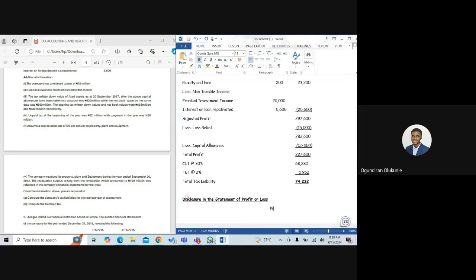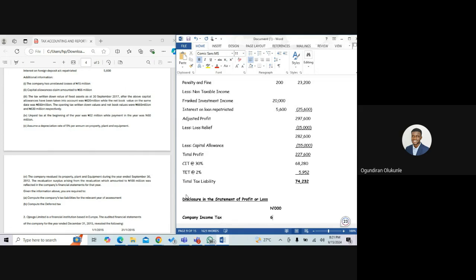So for the profit or loss, don't forget, we said the profit or loss will contain the current tax for the year. That's principally what we need, right? Everything that's happening within that year is what will be contained in the statement of profit or loss. So the first one we have is common income tax. So how much is the common income tax?